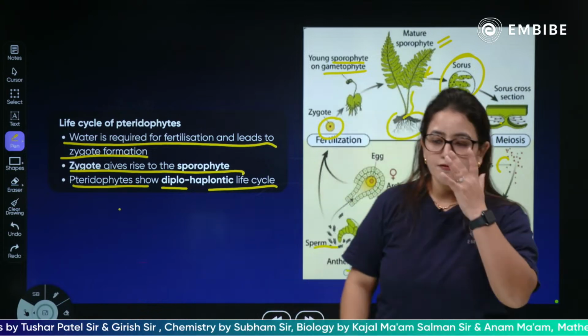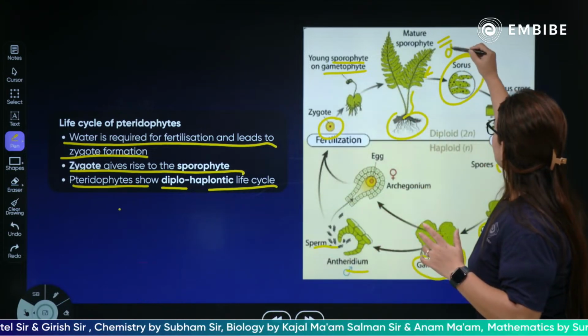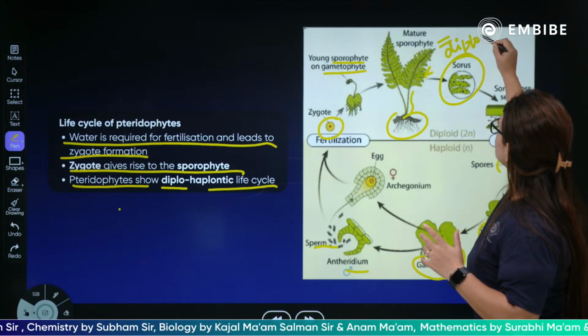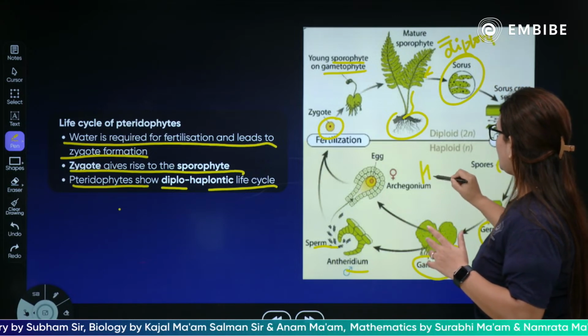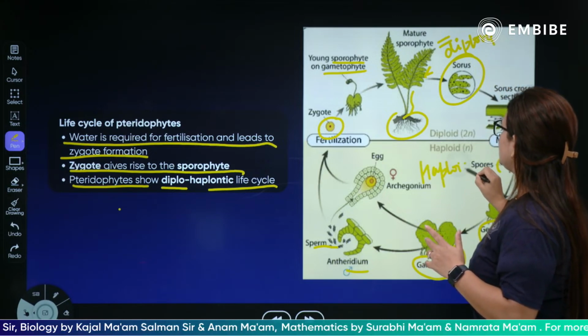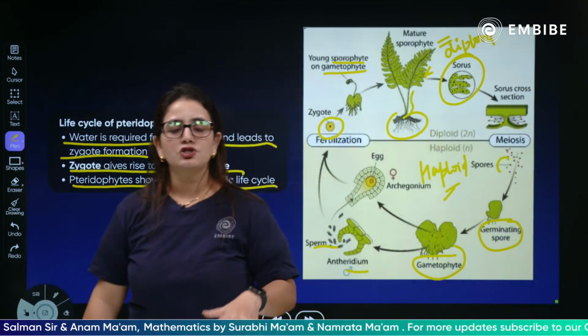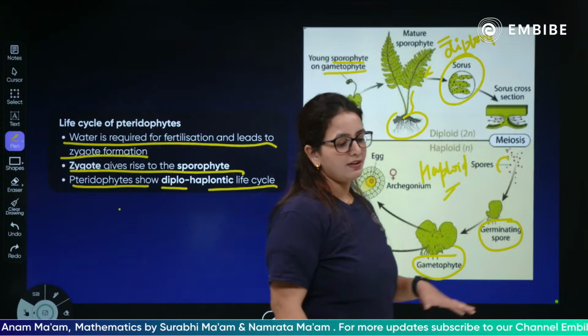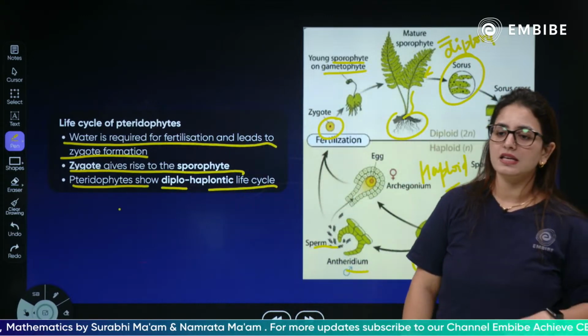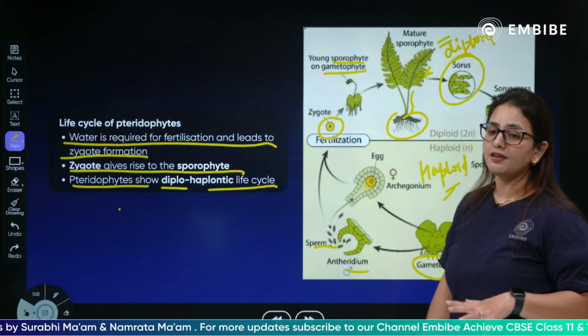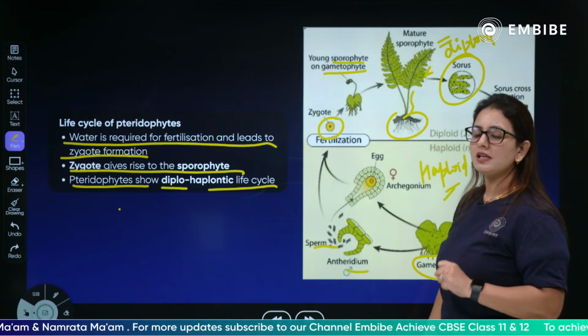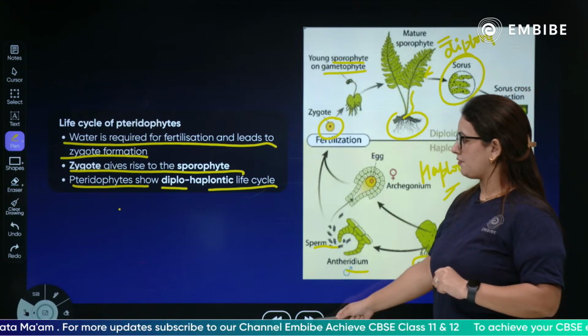So, that is why, if you see, this is the diploid phase, and this is the haploid phase of the pteridophytes. That is why it has been said that pteridophytes show a haplodiplontic life cycle. Yes, so this is the life cycle of the pteridophytes.